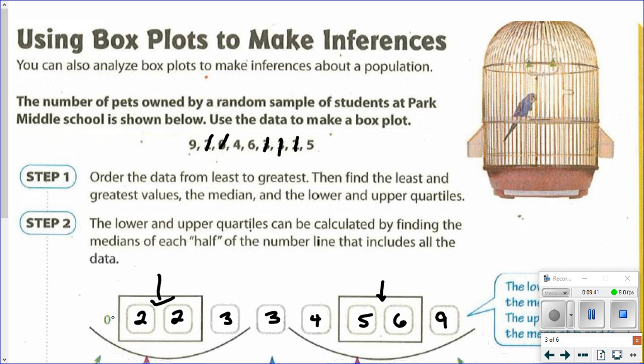So most people had 2, 3. 2 and 3 is what most people had. 9 is like way out here. So that's like some crazy animal person with 9 pets.